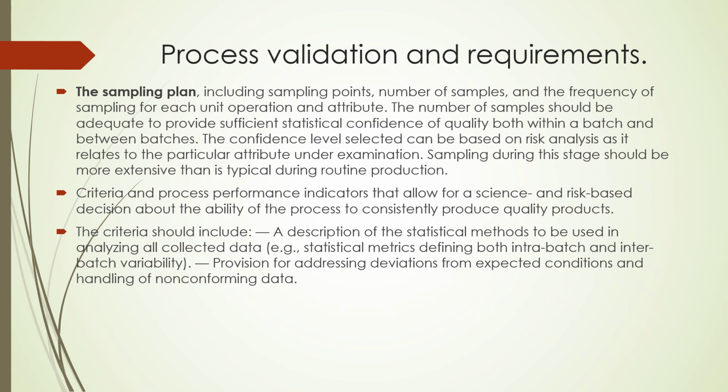The sampling plan should include sampling points, number of samples, and the frequency of sampling for each unit operation and attribute, and should be mentioned in the protocol. The number of samples should be adequate to provide sufficient statistical confidence of quality both within a batch and between the batches. The confidence level selected can be based on risk analysis as it relates to the particular attribute under examination. Sampling during this stage should be more extensive than is typical during routine production.